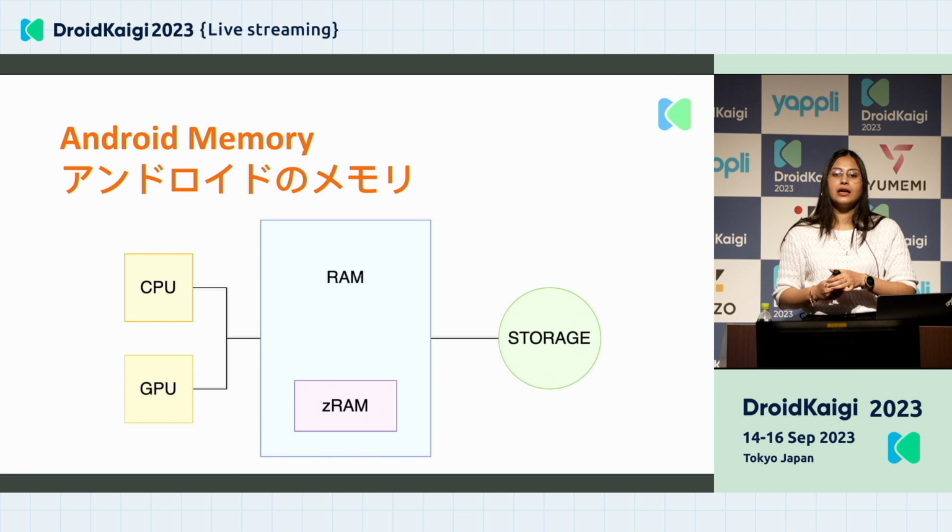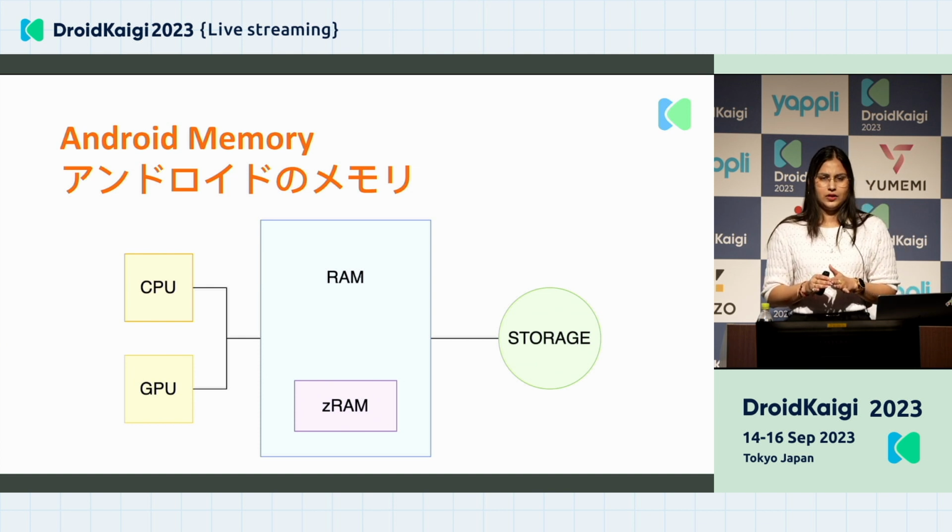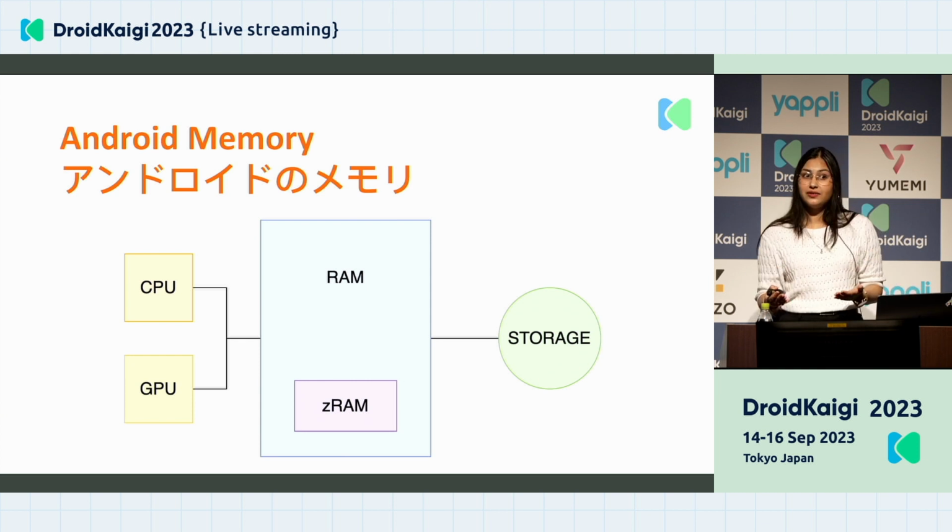Android devices contain 3 different types of memories: RAM, ZRAM, and storage. Worth noticing over here is that both CPU and GPU access the same RAM. RAM is the fastest type of memory, but it's usually limited in size. So whenever you buy high-end devices, you typically choose large amounts of RAM because it's going to affect your app's performance. Then there comes ZRAM, which is a partition inside RAM.